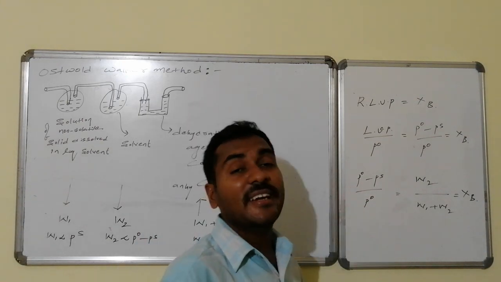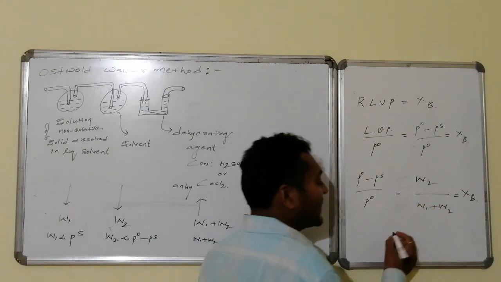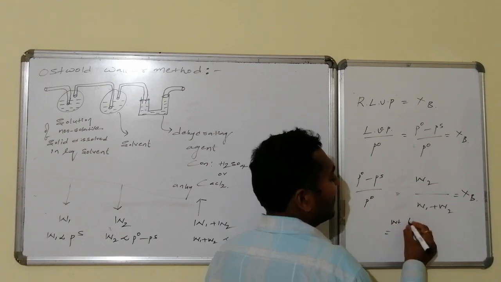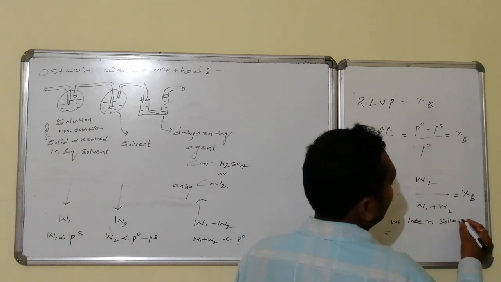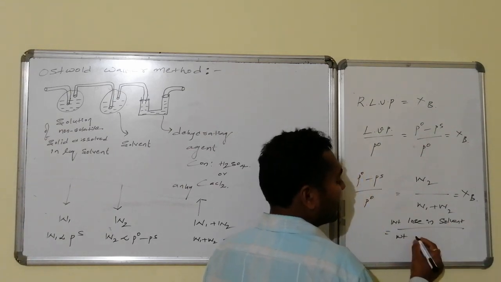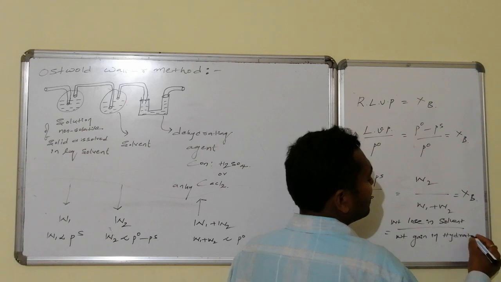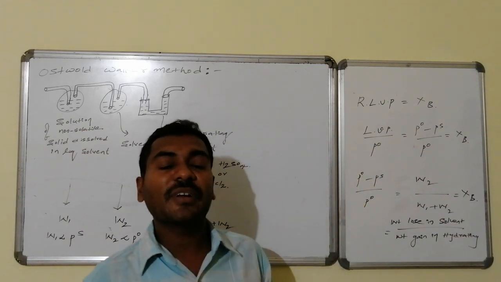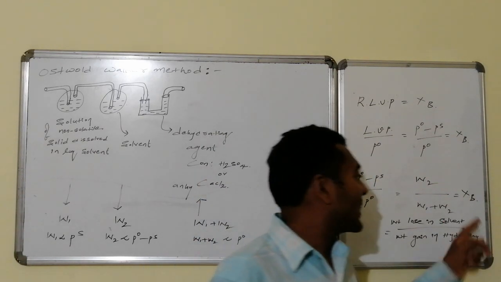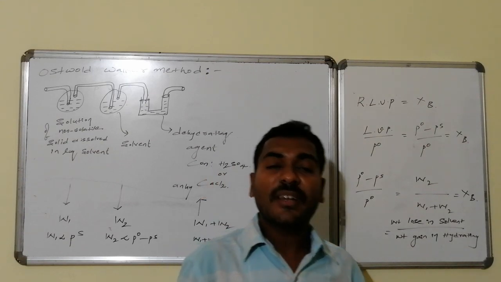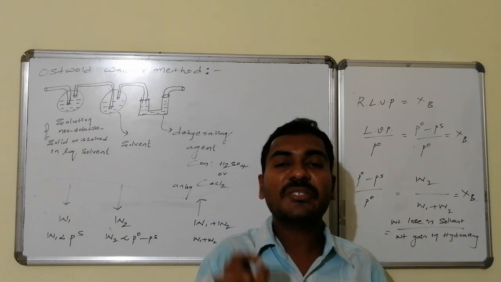As a result, the relative lowering in vapor pressure value is found to be W2 divided by W1 plus W2. That is equal to the weight loss in the solvent chamber divided by the weight gain in the dehydrating chamber. This is equal to the relative lowering in vapor pressure, which is equal to the mole fraction of solute. In that way, we can solve problems based on Raoult's law with the help of this experimental setup, known as the Ostwald-Walker method.